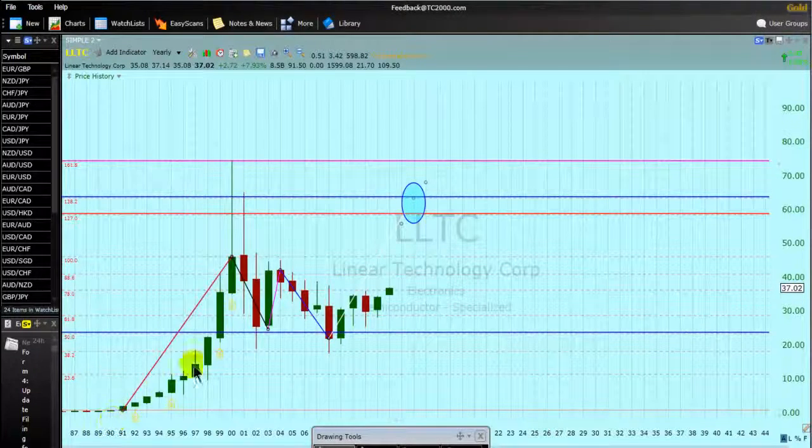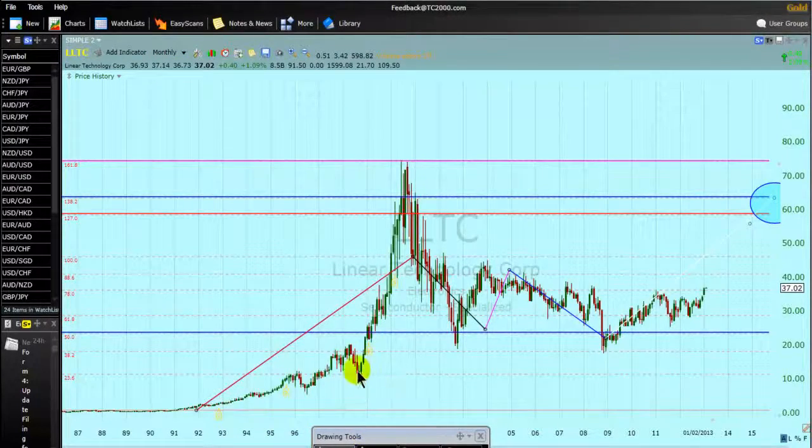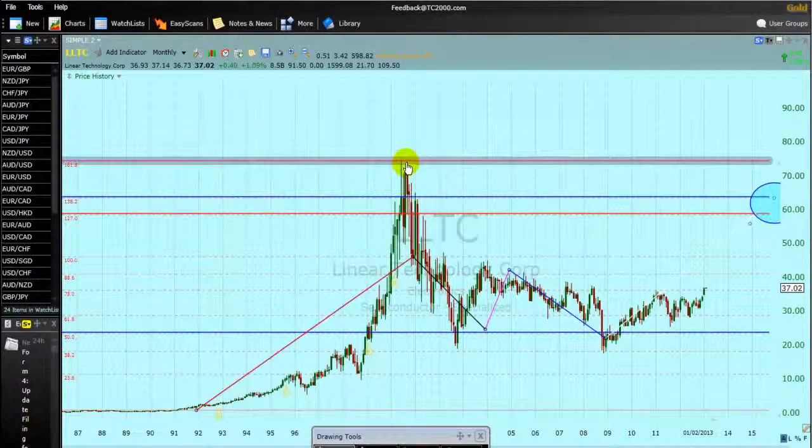According to the internal wave of the first wave here, which we have seen on the monthly chart, pay attention carefully, ladies and gentlemen. There is a high chance we may have a very extended third Elliott wave on the yearly chart for this stock.